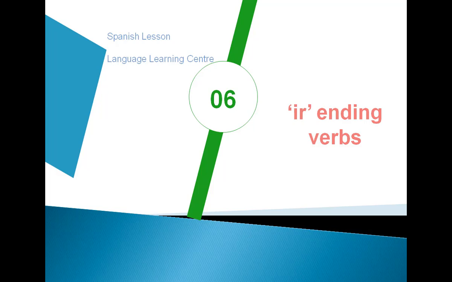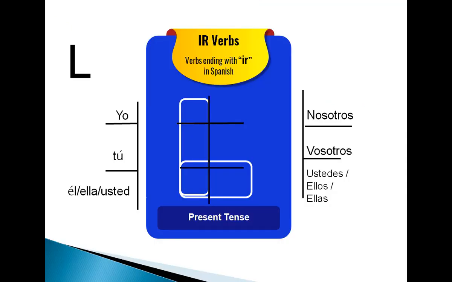Today we'll be talking about IR ending verbs. In the past two chapters we talked about AR verbs and ER verbs. We saw their endings, we saw the conjugations, and we tried forming them in simple sentences. And today it's IR verbs.